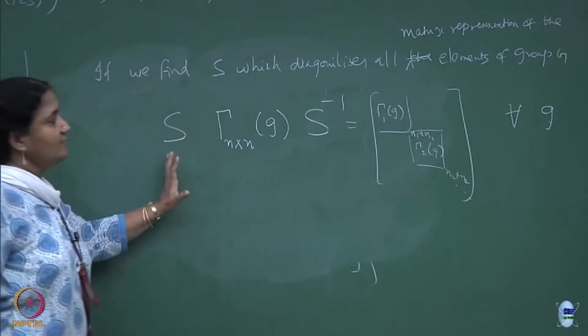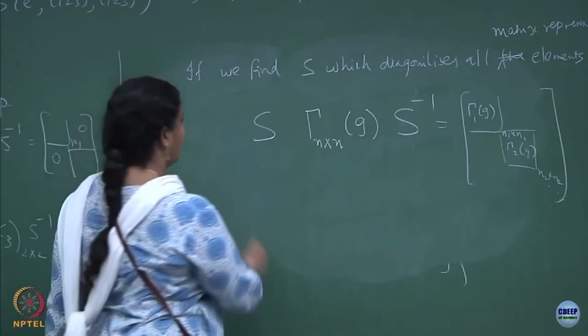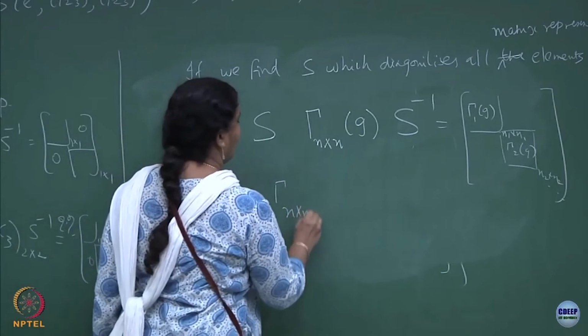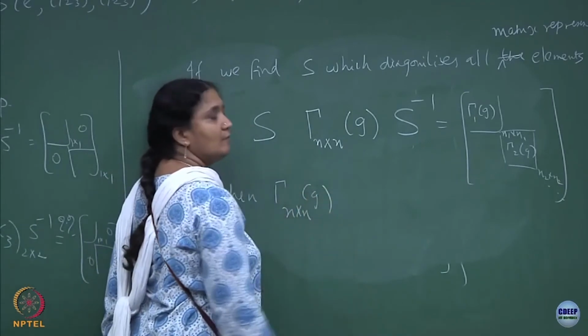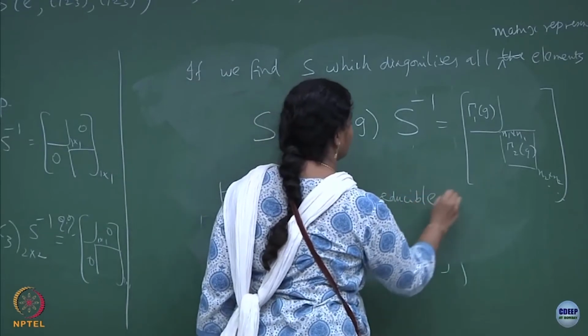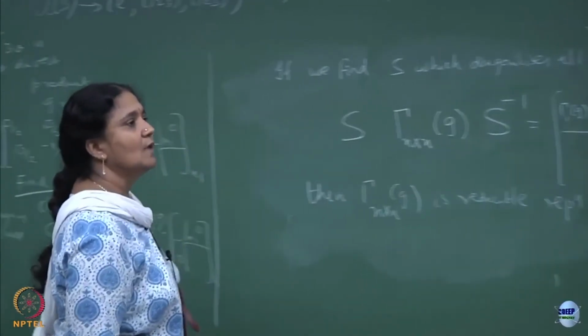If we find an S which satisfies this, okay, then gamma n cross n of G is reducible. Okay.